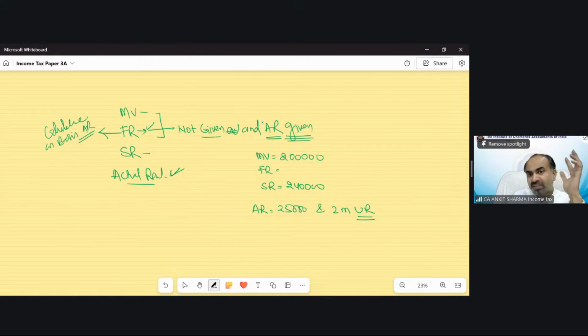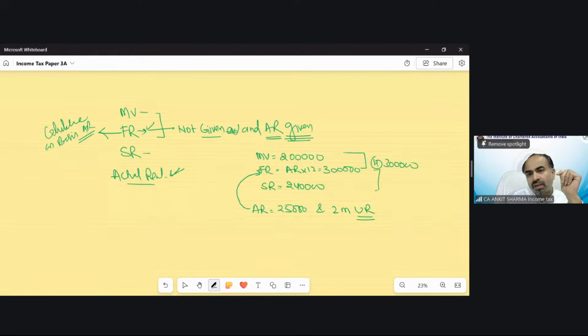But if fair rent is not given, then we need to take fair rent on the basis of actual rent. And the formula is actual rent into 12. That means technically it could be a kind of annual rent. Fair rent is the fair market value of the rent which the property can fetch. So actual rent is 25,000, so we will assume that the fair rent is 3 lakh. Now you need to apply the provision accordingly. So the higher is 3 lakh, and this compared to 240, the lower is 240.